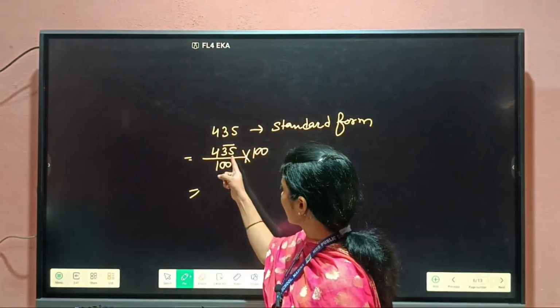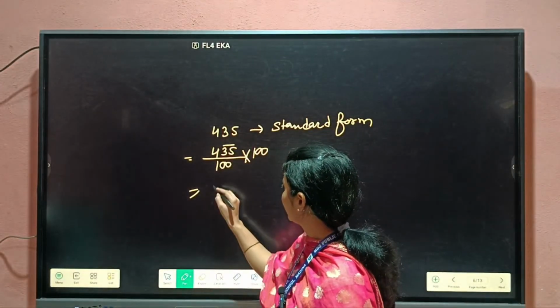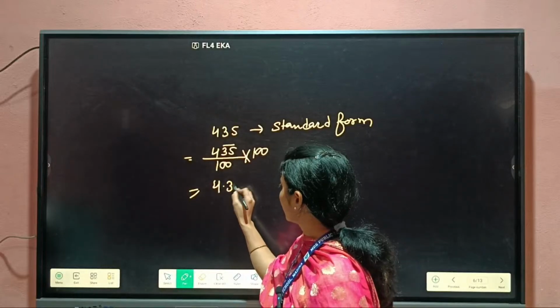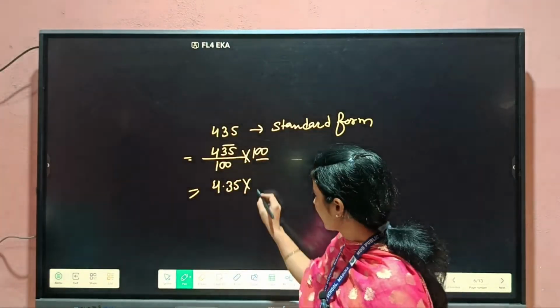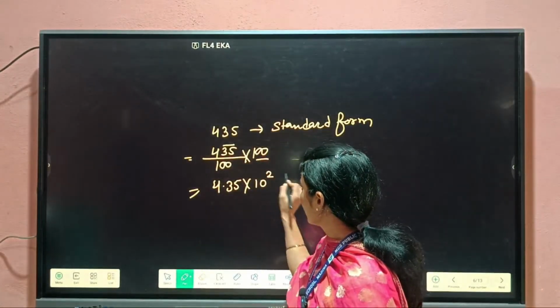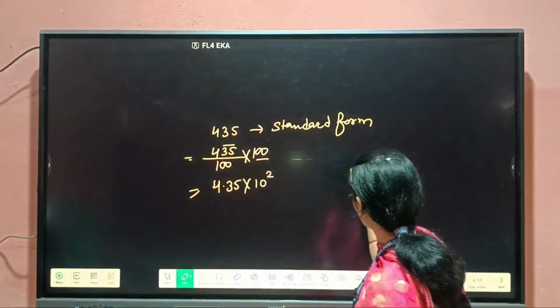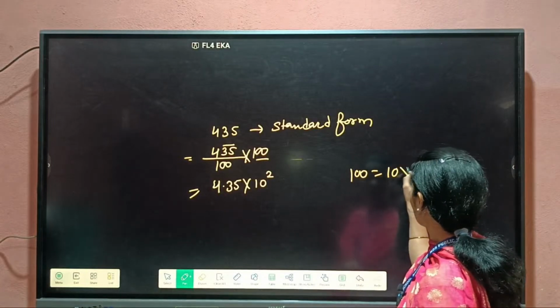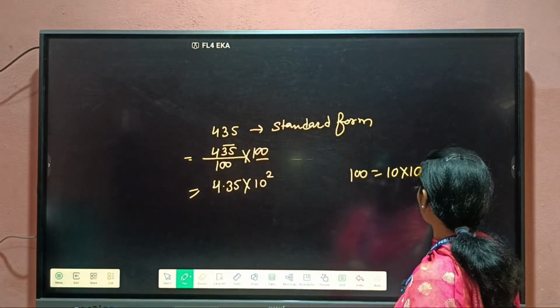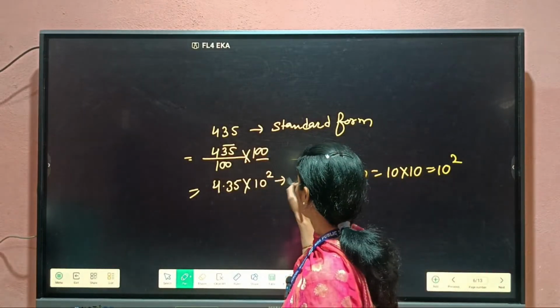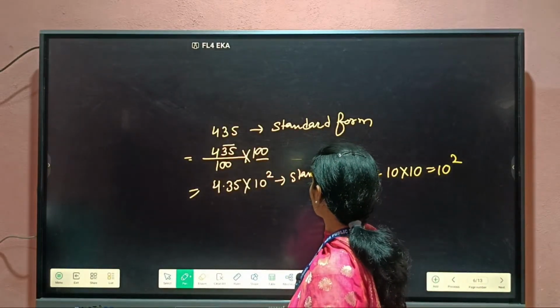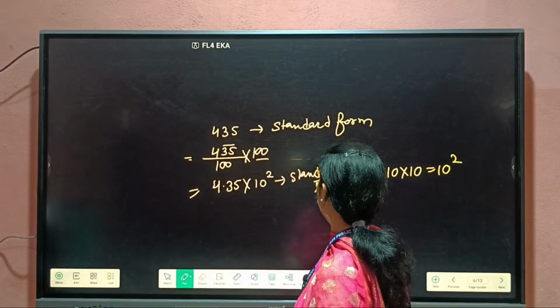Now see, for this 100 you have to insert a decimal. 2 zeros are there, so you leave 2 digits from the right. 4.35, and this you have to write in exponent form. This can be written as 10 raised to power 2, because 100 is 10 into 10, and in exponent form it is 10 raised to power 2. So this is called standard form.